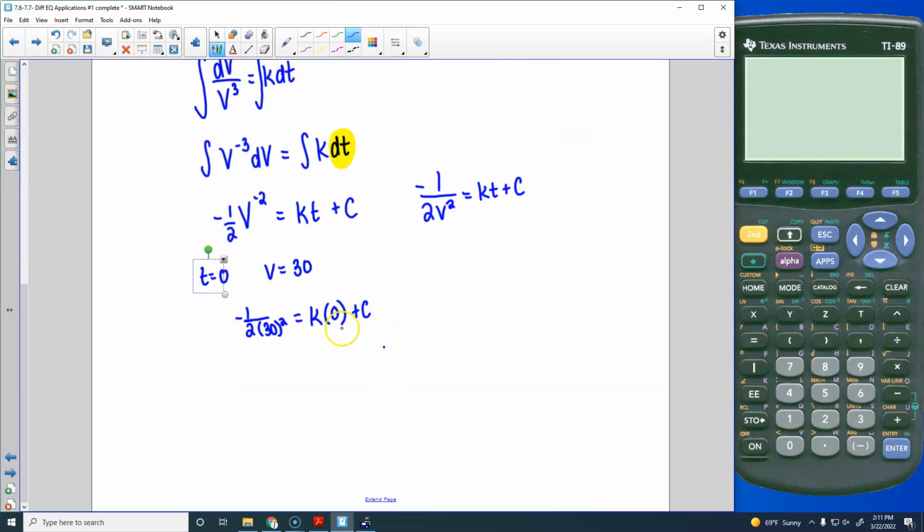So we're solving for that c. Whatever we get in here, which is going to be like negative 1 over 1800, is our c. So if we go back up here to our equation, that means we've got negative 1 over 2v squared equals kt, or I'm going to put a minus instead of plus, minus 1 over 1800.